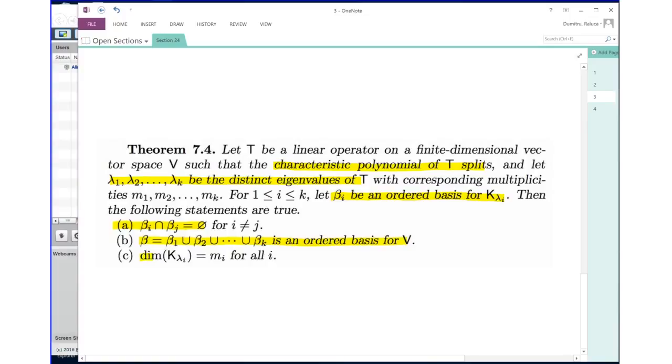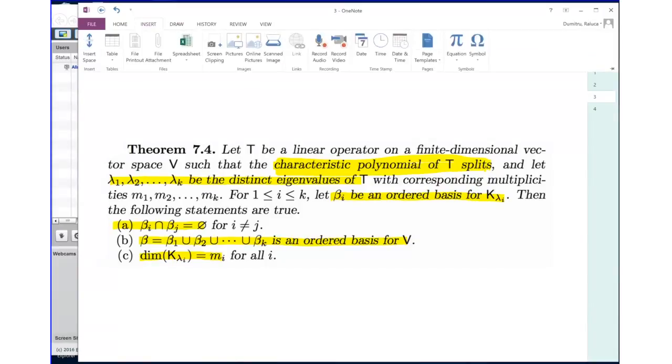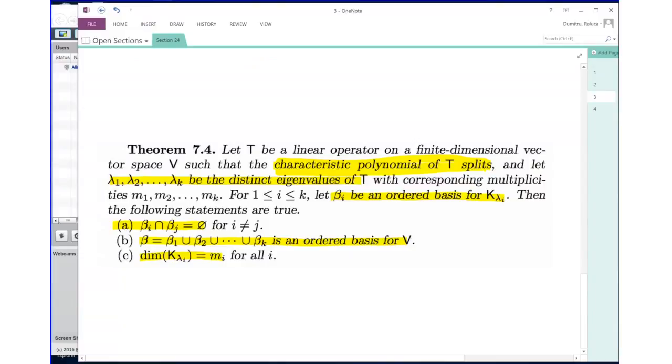And in the end, the result that we've seen before, the dimension of K lambda being less than or equal to M, in fact turns into equality when the characteristic polynomial of T splits. Right? So they are actually equal. So what happens, in fact, is this.